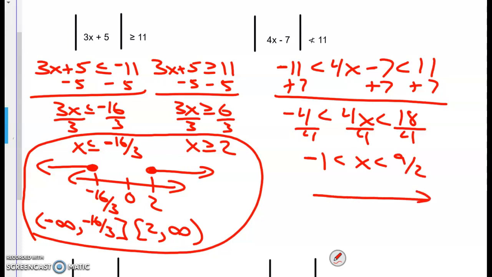With a graph, negative 1, 0, 9 over 2. Open dots because it's less than, and we connect. And then parentheses, negative 1 and 9 over 2.